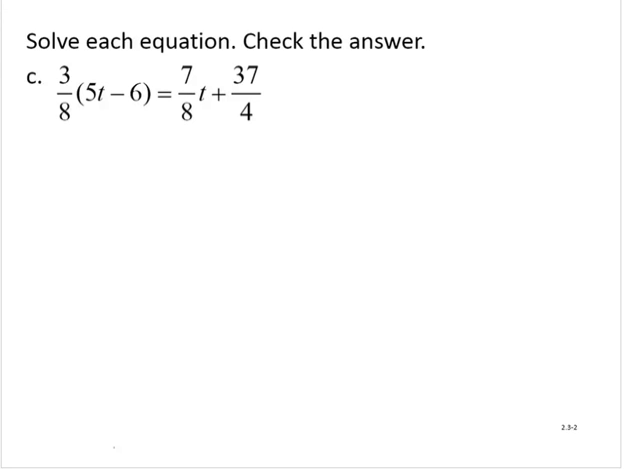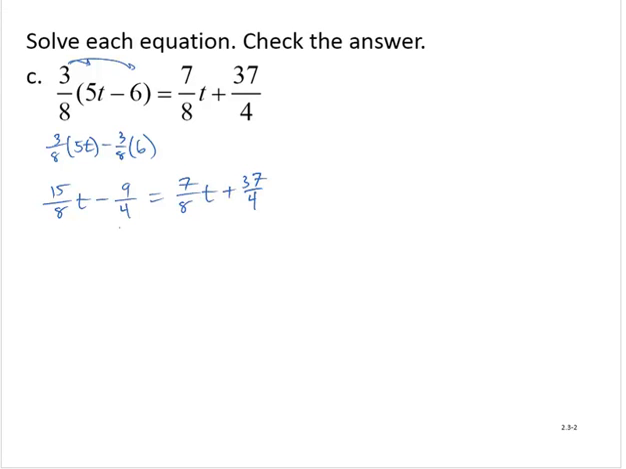3/8 of 5t minus 6 is equal to 7/8 t plus 37/4. Now when we have an equation like this, whenever we have a fraction times a quantity, it's a good practice to distribute first. So applying the distributive property on the left-hand side, I'd have 3/8 of 5t minus 3/8 of 6. And simplifying that gives me 15/8 t minus 9/4. The right-hand side is still 7/8 t plus 37/4.